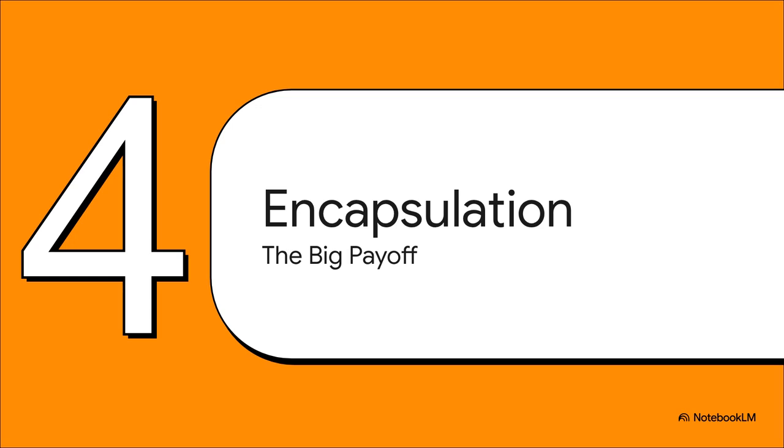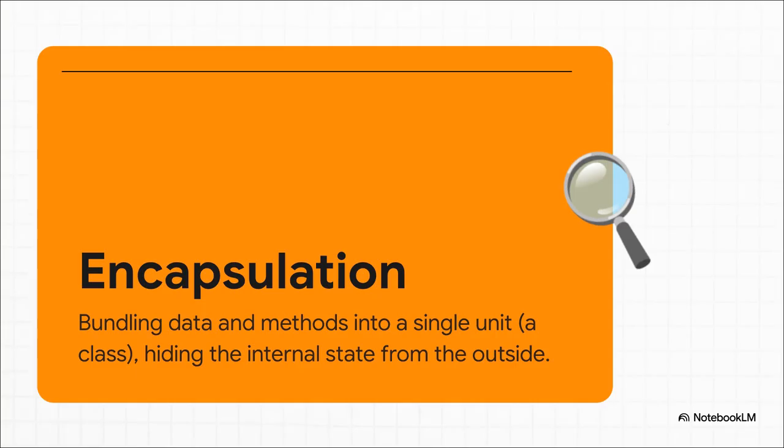So we have packages for organization and access modifiers for security. But why do we care so much? What's the big payoff? Well, when you put these two ideas together, they enable one of the absolute pillars of object-oriented programming. And that concept is called encapsulation. It sounds a little academic, but the idea is actually beautiful and simple. It's all about bundling your data, the what it is, and the methods that work on that data, the what it does, into one single self-contained unit. And, crucially, it's about hiding all the messy internal details from the outside world.